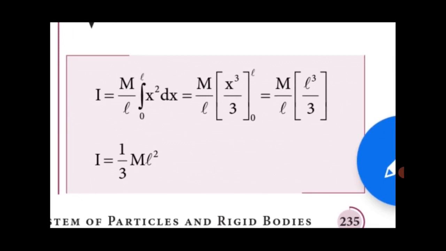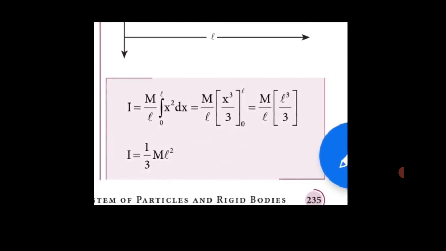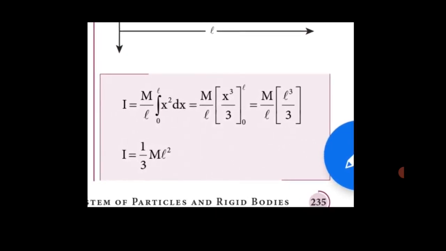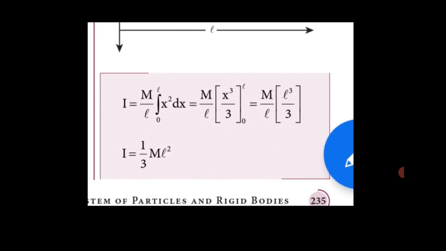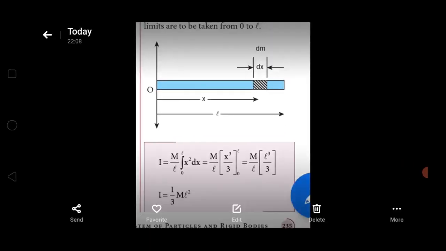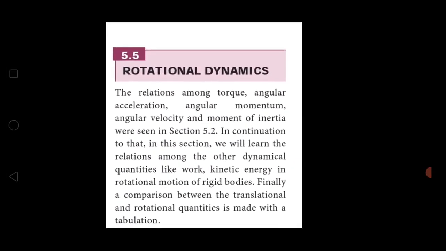In the uniform rod problem you get different limitations. In this problem you are getting the limitations as 0 to L. Other than that, everything will be the same, the integration part and the values, only the limitations are different, and it is very easy. And next we pass on to the next topic, that is rotational dynamics.